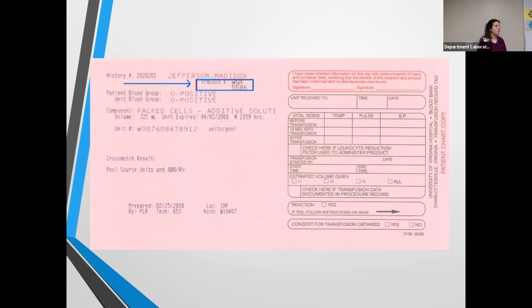So yeah, you'll be determining what type of blood to give your patient, what type of plasma, platelets, cryo. You'll be determining that on a daily basis. So it's very important.